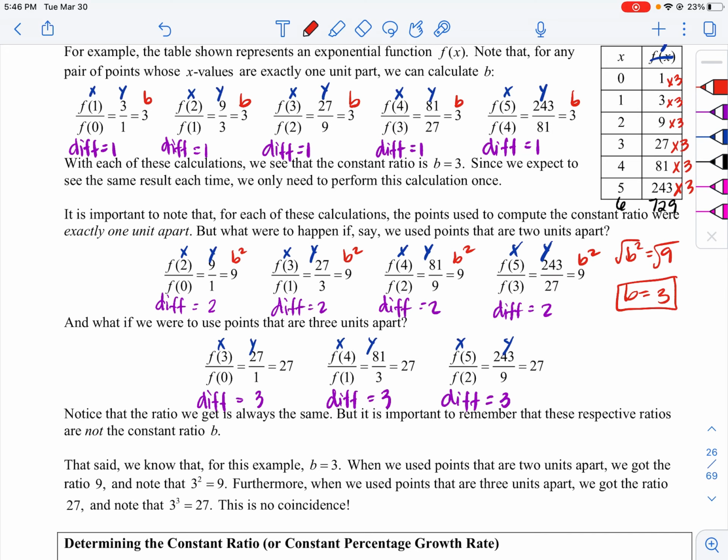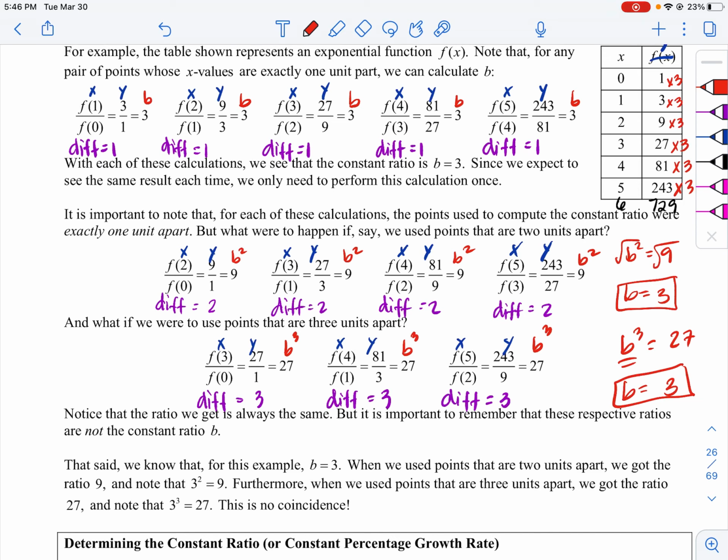Therefore, this 27 that I have here is no longer my b value, right? Because b value has to be 1 unit apart. But this is now 3 units apart. So, this is no longer called the b value, but the b cube. So, if I have a b cube equals 27, what is my b value? I'm hoping that you are saying that the b value is 3, right?